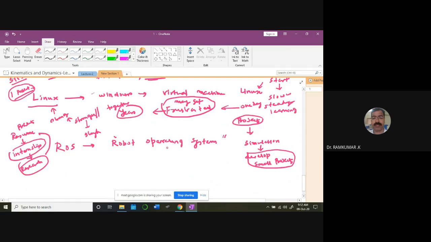But this robot operating system is something that's really going to change the scenario, so you can put some effort into learning this also. One more important point I would like to say, as I said, this is a key point: there is so much to learn, so don't get frustrated.